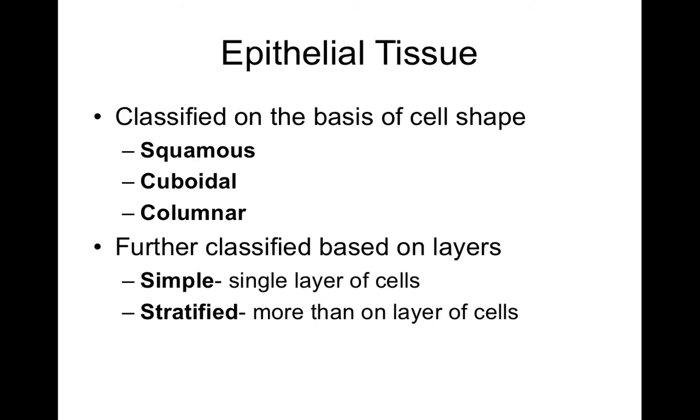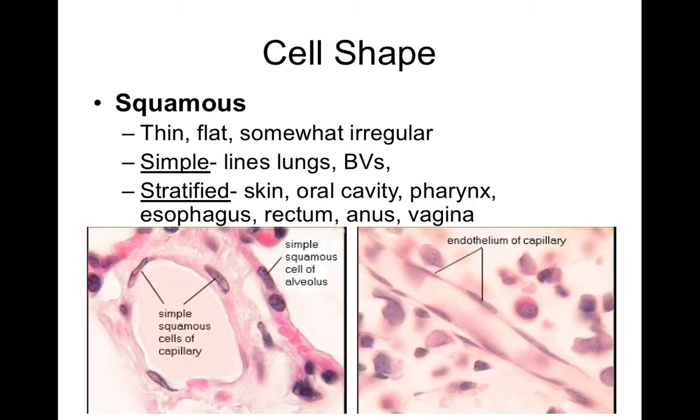So epithelial tissue is classified based on the shape of the cell. There are three basic shapes. There's squamous, cuboidal, and columnar. And then it is further classified based on layers. Simple is one single layer of cells, and stratified means that it's very clearly different layers of cells. And then pseudostratified, you can see that there's more than one layer of cell, but it's not in clear delineations.